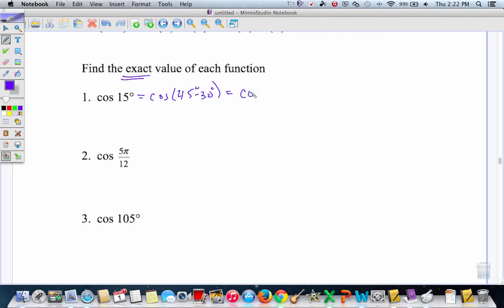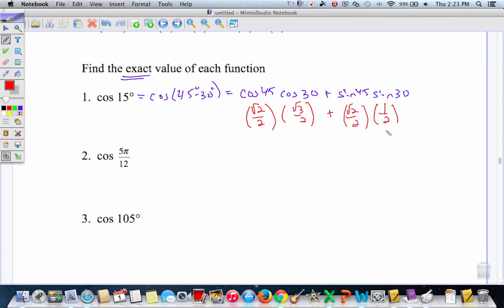So we expand that out: cosine of 45 times the cosine of 30 plus the sine of 45 times the sine of 30. Now we go to our unit circle and pull those values off. Cosine of 45 degrees is square root of 2 over 2. Cosine of 30 degrees is square root of 3 over 2. The sine of 45 degrees is square root of 2 over 2. And the sine of 30 degrees is 1/2.